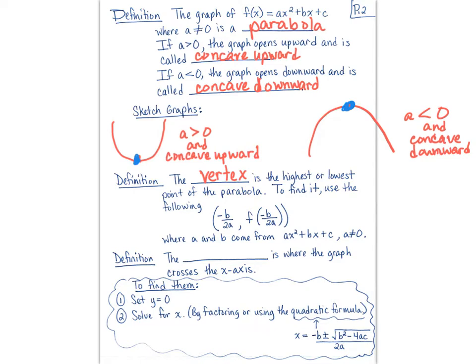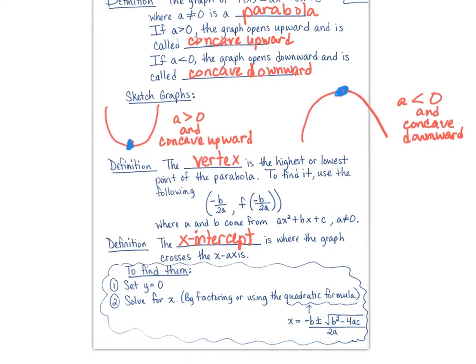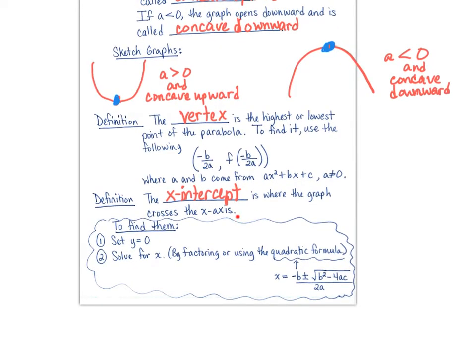Now, we talked about y-intercepts before. Let's talk about our x-intercepts. It's possible for you to have more than one. The x-intercept is where the graph crosses the x-axis. To find them, you set y equal to 0 and then solve for x. Solving for x, you can alternatively use factoring, or you can use the quadratic formula. Remember, the quadratic formula is x equals negative b plus or minus the square root of b squared minus 4ac, all over 2a. This is how you will typically find your x-intercept or x-intercepts. Got it?